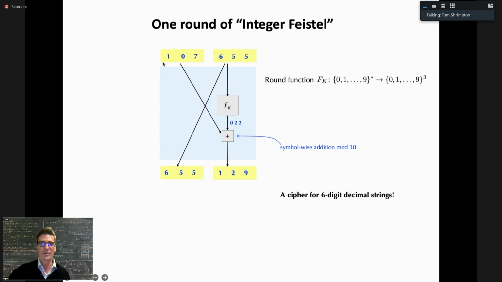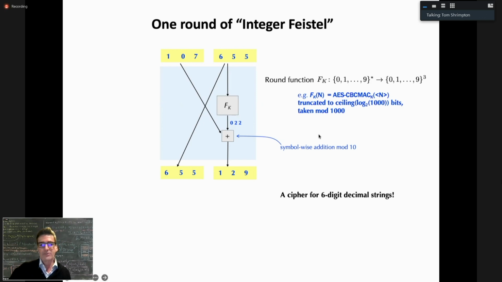And if I've done this properly, 107 symbol-wise addition mod 10 with 0 to 2 gives you 129. So this would be the output of one round of integer Feistel. And if you repeated this, it would naturally give you a Feistel that operates directly on six decimal digit strings. And we'll see why six is of interest in a moment.